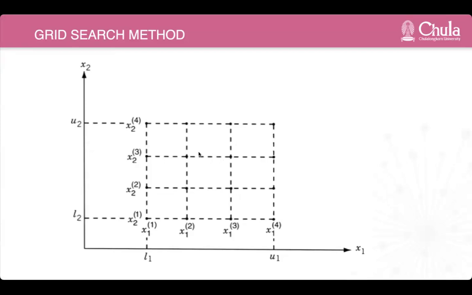Then once you define each grid, each small space, you take the centroid of it and then evaluate the objective function. Which one is smaller, then you take that one. We also have code for that.